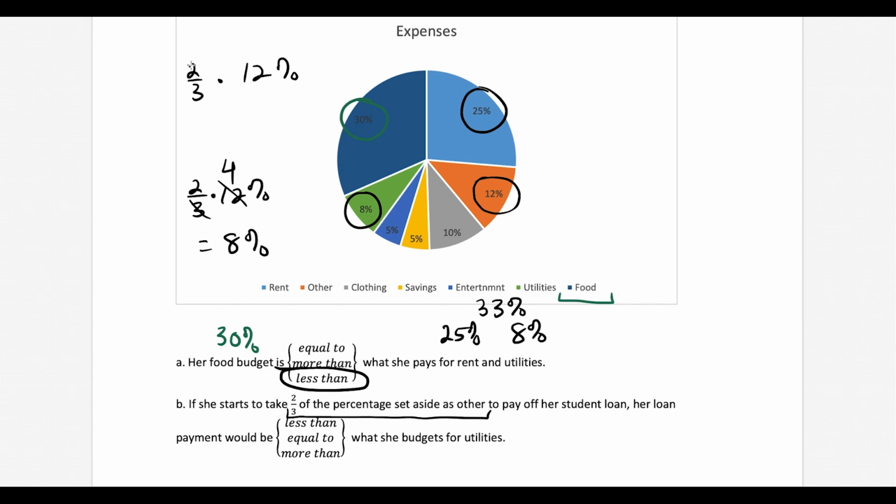So a second way of doing this, though, is you could do 2/3 times 12%. And just know when you do a fraction times a whole number, if you call the whole number over 1, this would be the same thing as 12 times 2, which is 24, divided by 3%. And 24 divided by 3 is still going to give you 8%. So that's now 8%. And we are comparing it to her budget for utilities. And utilities was in green. That was also 8%. So 2/3 of other is 8%. And that would be equal to the percent set aside to pay for utilities.